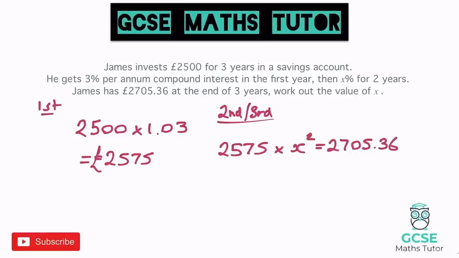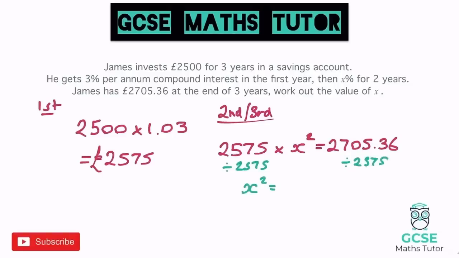£2,705.36. Obviously at this point here we could just guess some numbers, we could just guess an x value, and if it's too high go lower, if it's too low go higher, and that's a fine way of doing it as well. But you can save yourself a bit of time here just guessing lots of numbers by actually just rearranging this, so we can divide both sides by 2,575 and it will give us the value of x squared.